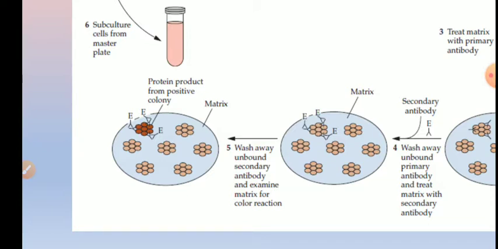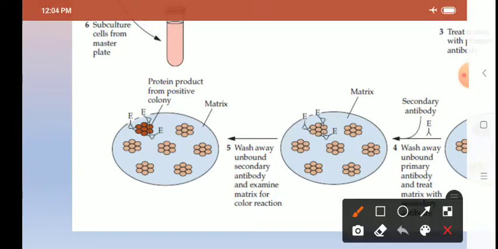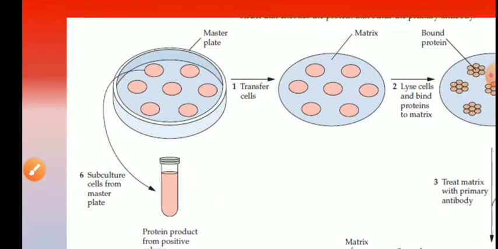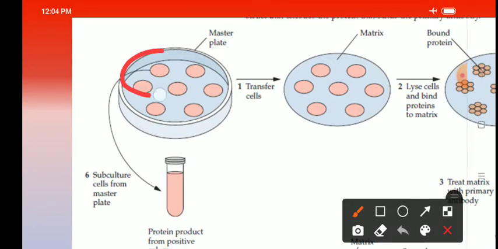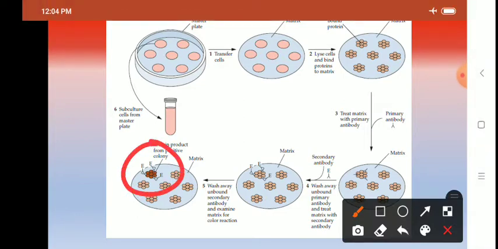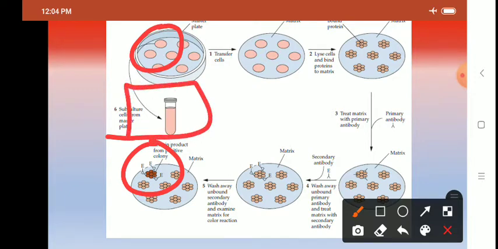Where is the colored product formed? At the place where the antigen-antibody reaction has taken place. That means the antigenic protein produced by the desired gene has combined with the primary and secondary antibodies. So the place where you can see a colored product, that colony is selected from the master plate. You have to compare the position of the colonies, and the colony is selected from the master plate and subcultured for future use, as the colony formed by the cells which have recombinant DNA, with the foreign gene inserted inside it.